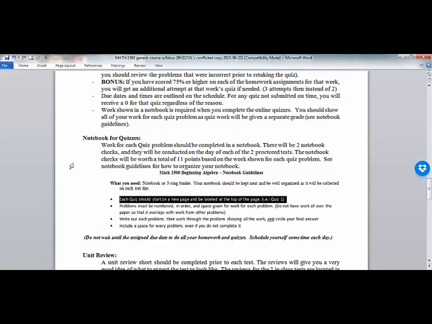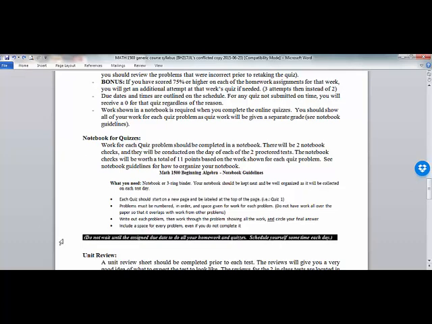Even on your homework, you should have somewhere where you are writing down the problems and doing the work. It's not something you just figure out in your head and type in the answer for. Another thing I've added here is do not wait until the assigned due date to do all of your homework and quizzes. As I explained earlier, plan on about 9 to 13 hours per week for this class, so schedule yourself some time each day.